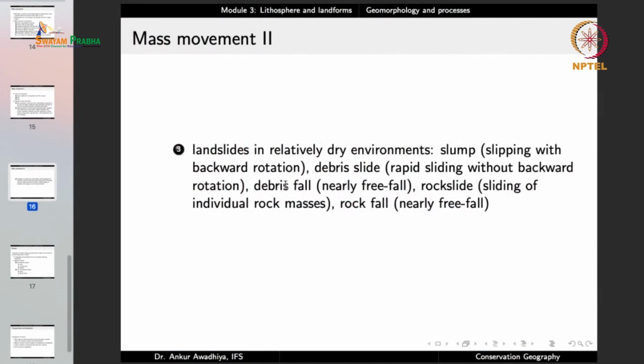We can also have falls. A fall is a nearly free fall of material such as debris, or we can also have rock falls, which is falling of rocks. We also have rock slides, which is the sliding of individual rock masses.